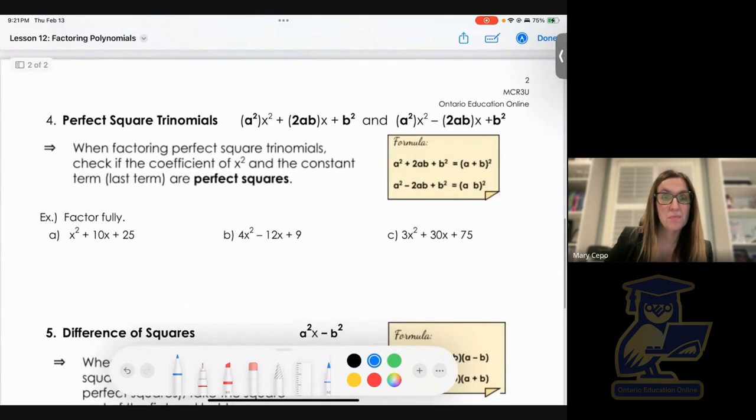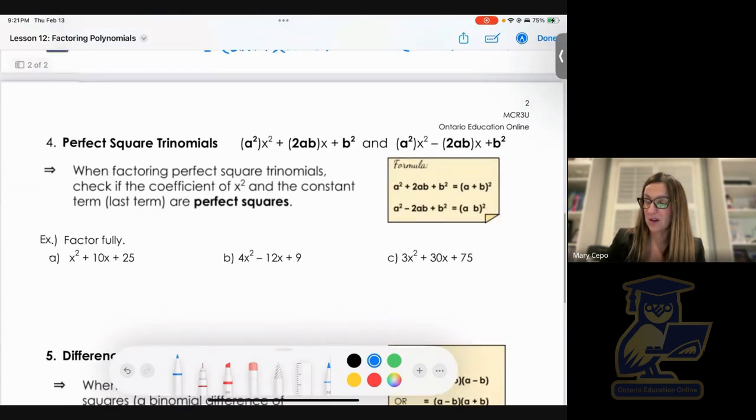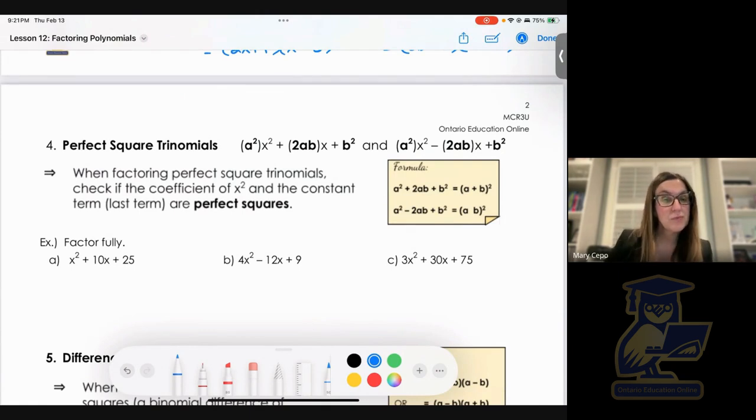How do we factor perfect square trinomials? Now, again, we're looking for a pattern here. When factoring perfect square trinomials, check if the coefficient of x squared and the constant are perfect squares. So recap, what is a perfect square? A perfect square means something multiplied by itself will give me that answer. So perfect squares in numbers include 4, because 4 can be expressed as 2 times 2. Okay, another way of looking at it is if you take the square root of that term, you would end up with a whole number.